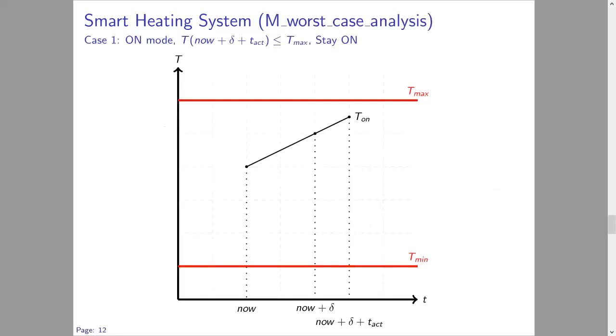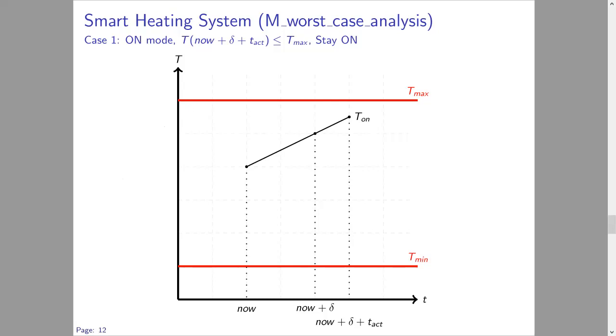So after we read the description of our heating system, we can start to concretize our control logic. For example, for the case we just considered, we can quantify that when we are in the on mode and the following on mode for the next sampling time plus the activation time is still safe, then we can survive by staying in on mode for the next cycle.